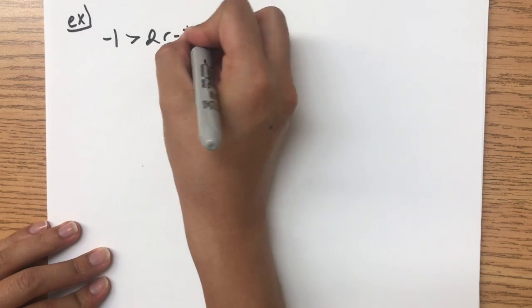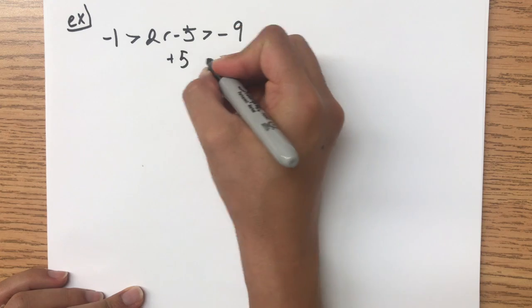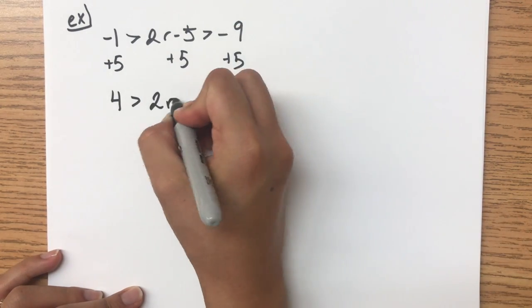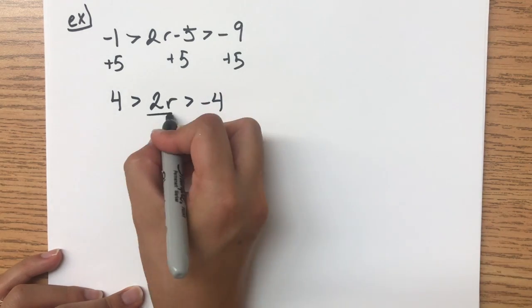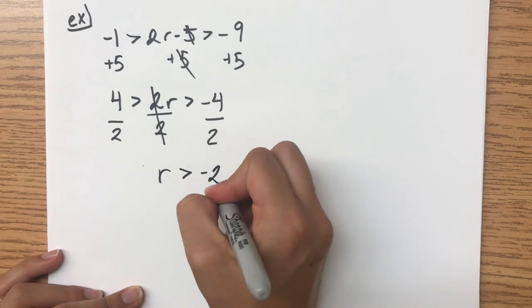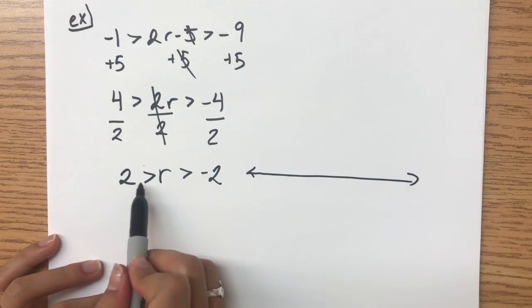Moving on to another example. Let's say I have kind of a more complex example. I have sort of these two different things combined. Now, I'm just going to kind of manipulate this as if I have three sides to the equation, the middle and both sides. So I'm going to add 5 to both sides, then divide by 2, all the sides, and I'm going to end up with 2 is greater than r is greater than -2.